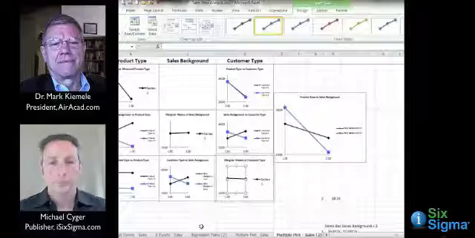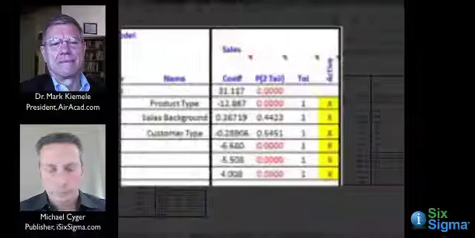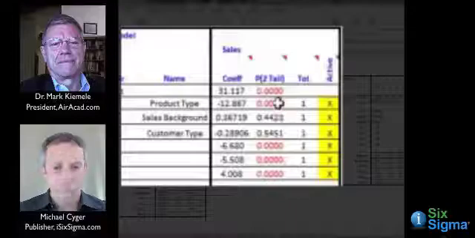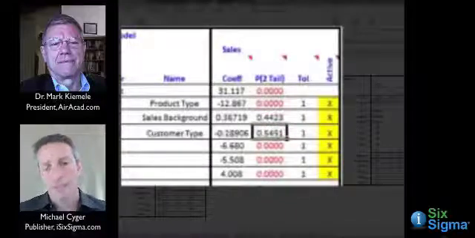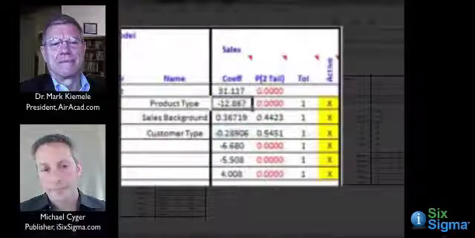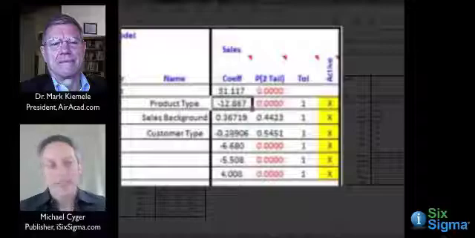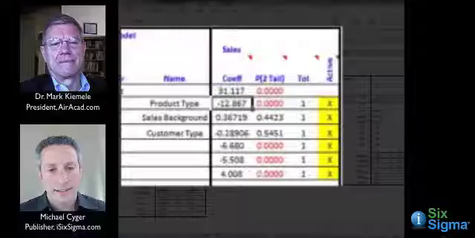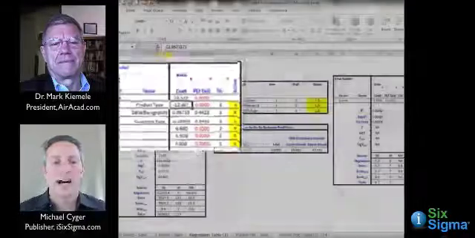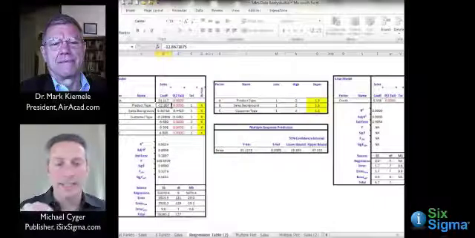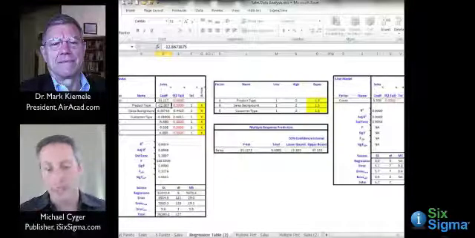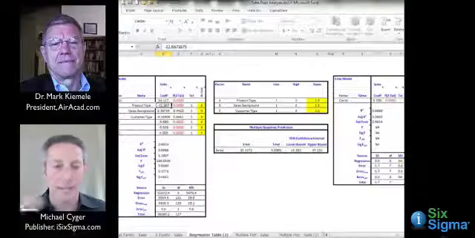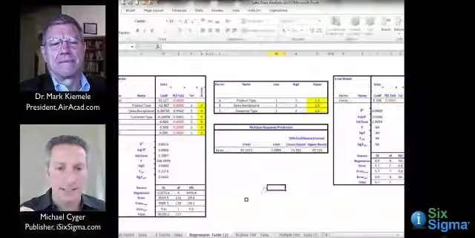And you go back to the regression table, there's your product type that was significant, but B and C by themselves, sales background and customer type, were not significant. Notice their coefficients are very small compared to product type. Product type had the biggest coefficient, and it's a negative number, and that is reflected in the negative slope of that. I understand now how those are insignificant as single factors, but then the interaction is very significant, and that makes perfect sense in the real world and statistically. Let me ask you this, Mark.